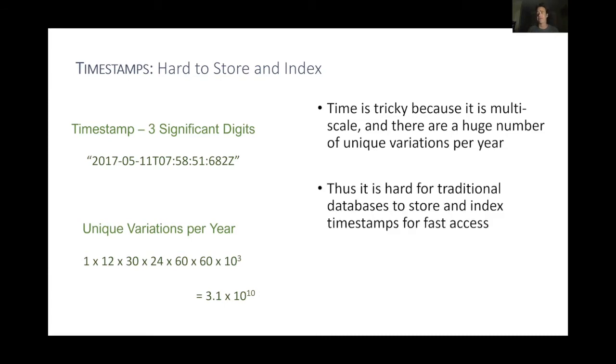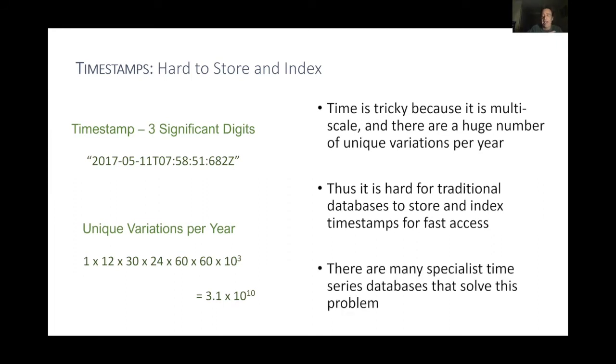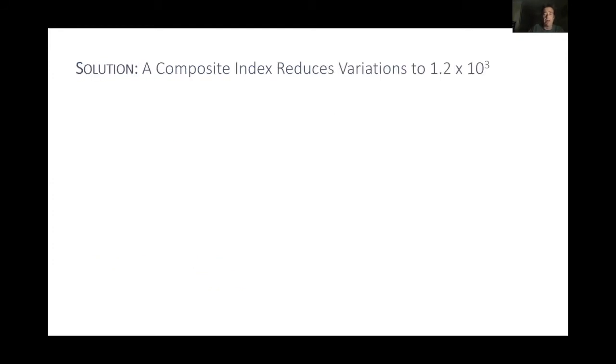So it's hard for traditional databases to store and index timestamps for fast access. There's been two decades of work done on this. There's all sorts of wide column databases and all sorts of ways of solving this. We're going to have a look at how Grakn might solve it.